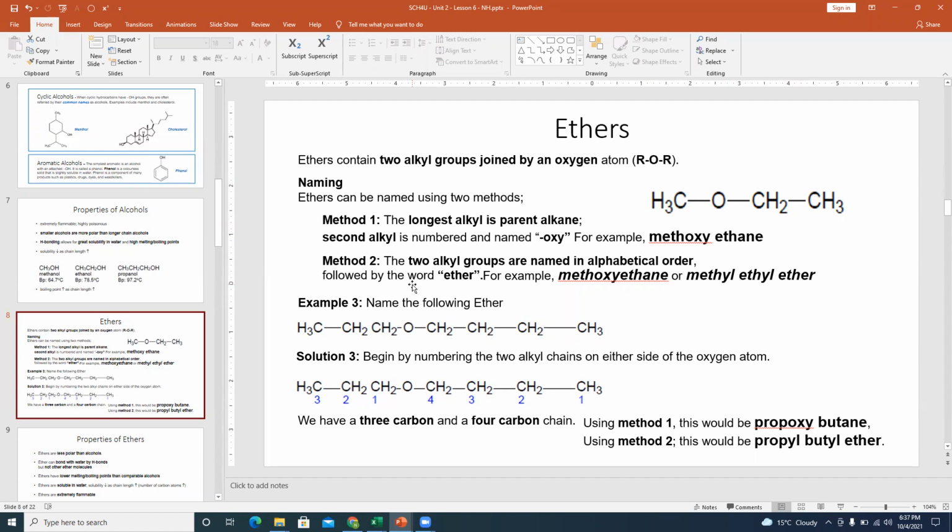The second way is that the two alkyl groups are named in alphabetical order, followed by the word ether. For example, this can be called methoxyethane, which is what we said in the first one, or it could also be called methyl ethyl ether.